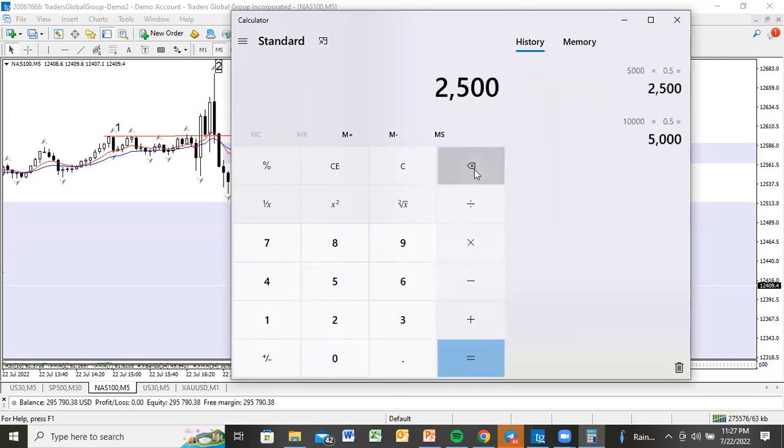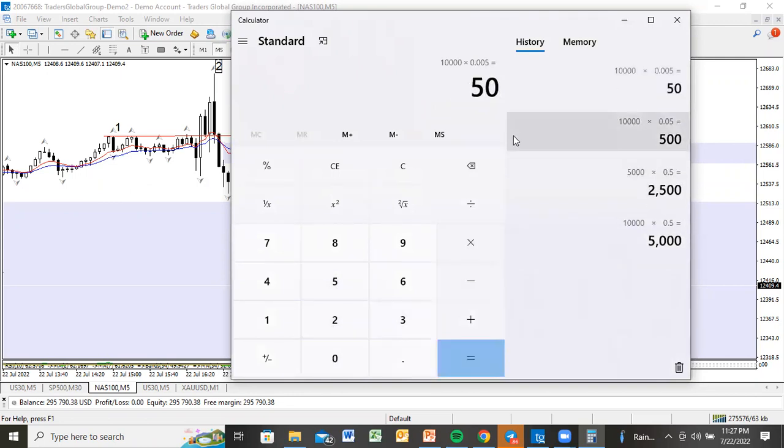No, it's 0.05, my bad. So erase this again. 10,000 times 0.05. So that's like half a percent. Is that 0.5%? Let me see. No, it's not 0.5%. 10,000 times 0.005. That's 0.5%. Yeah. So $50. That's how much you're going to risk per trade, 50 bucks.